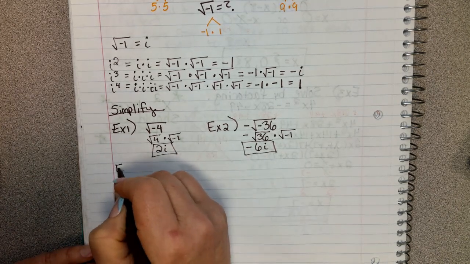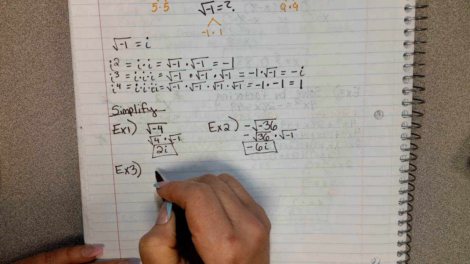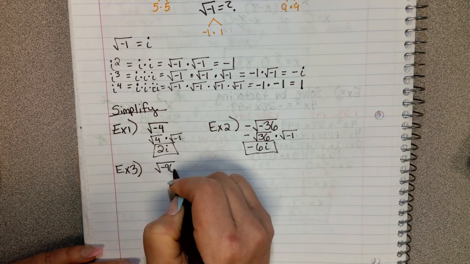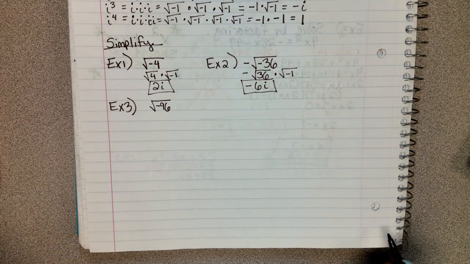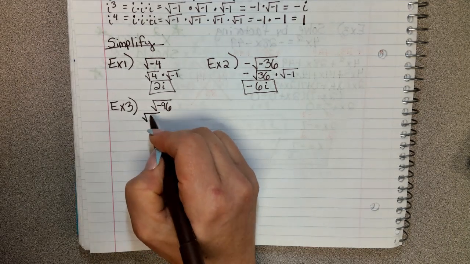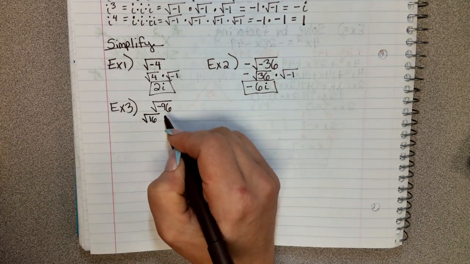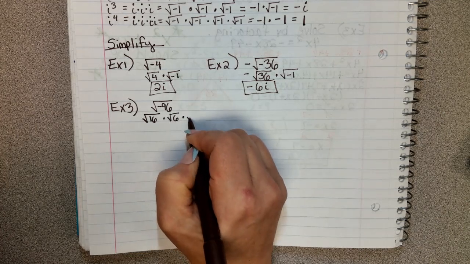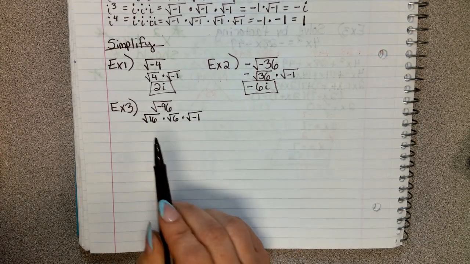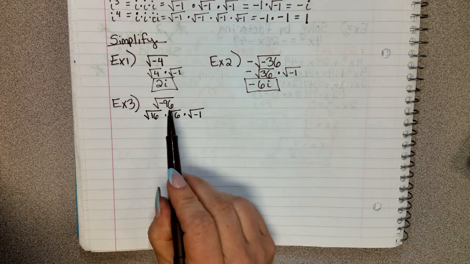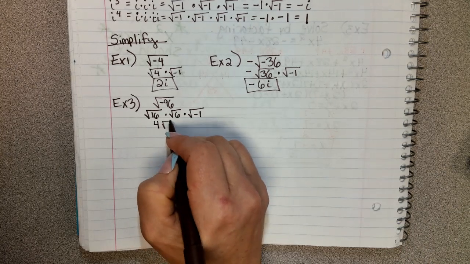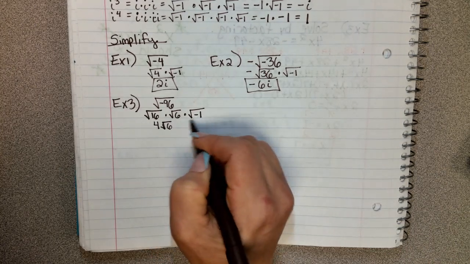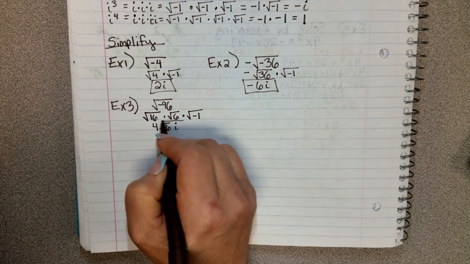Let's do another one. Let's do the square root of negative 96. Now, 96 is not a perfect square, but I can break it down into a perfect square. So that would actually be the square root of 16 times the square root of 6 times the square root of negative 1, because 16 times 6 times negative 1 is negative 96. So that's 4 times the square root of 6, times i. Ta-da!